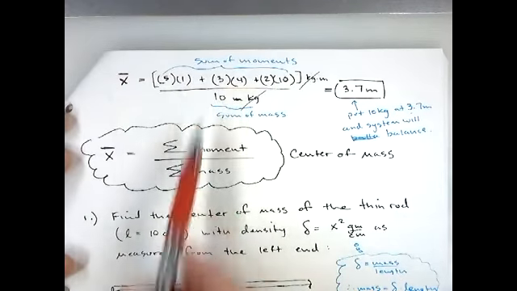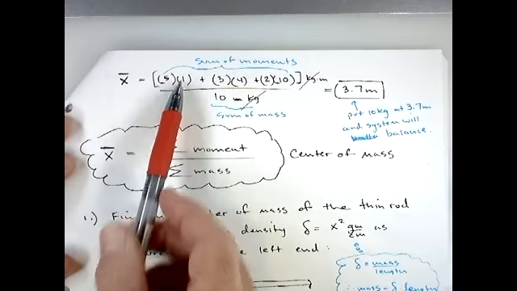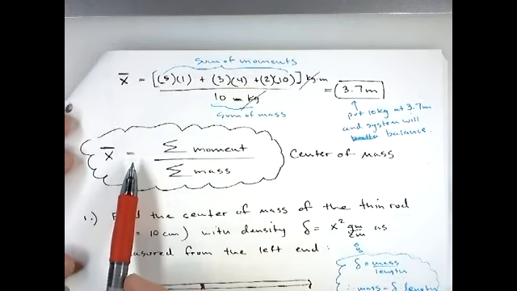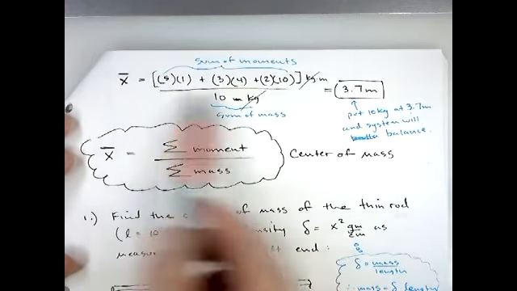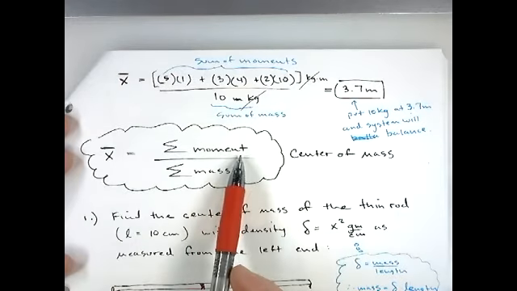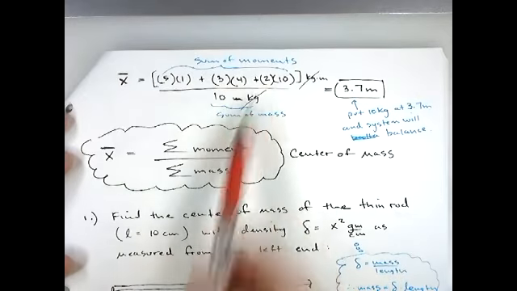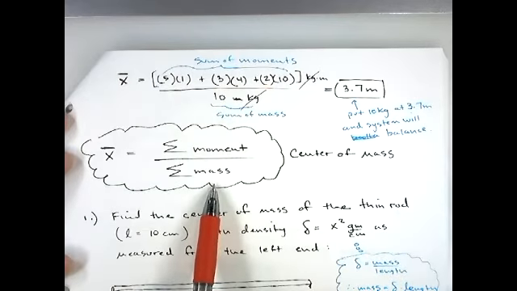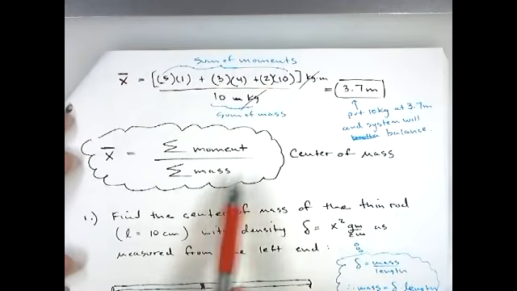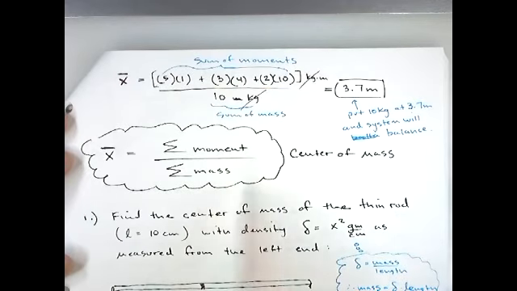Now, it's kind of revealing then, in general, how we will find the center of mass. What is the numerator? This is the sum of all of the moments applied to the system. And what is the denominator? That 10 kilograms was the sum of all of your masses. So this is going to be our basic formula for finding center of mass. It's the sum of the moments divided by the sum of the masses.